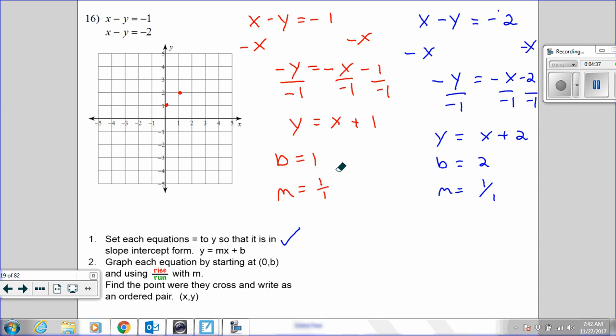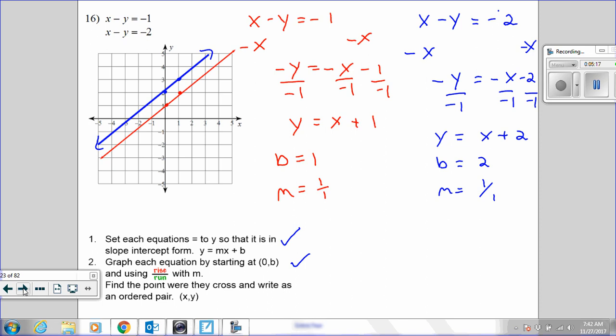Okay, so now I have the first one graphed here with 0, 1, and my rise over run is up 1 and over 1. So I have my 2 points there, and I draw the line. Now next I'm going to graph this one with 0, b and my slope of 1 over 1. So here are my 2 points, 0, 2. I go up 1 and over 1, and that's going to be my line for that. So now I've graphed each equation starting at 0, b and using the rise over run with the m.